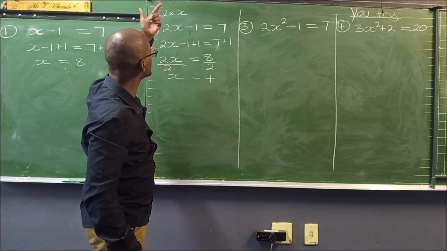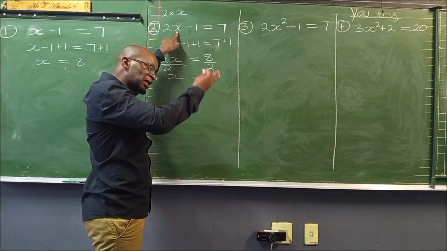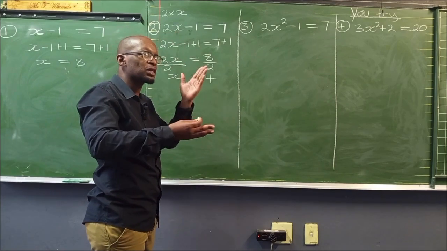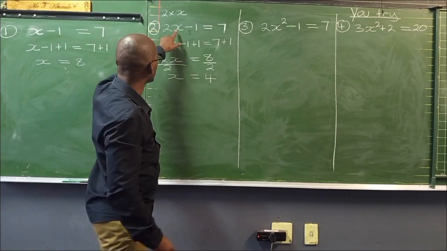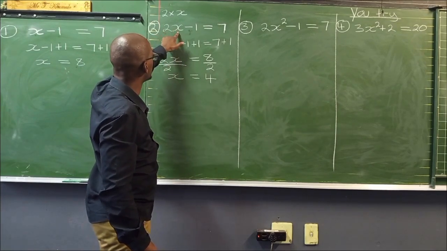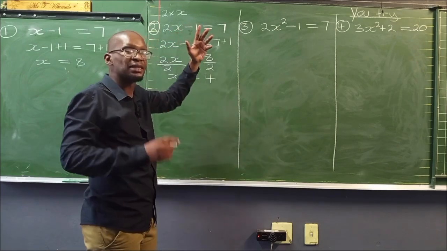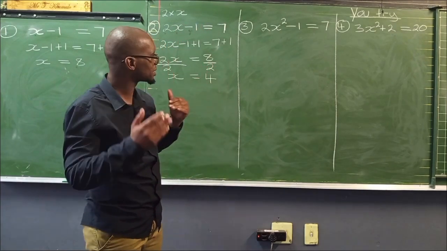And you can always go back to the original equation, substitute 4, calculate the left-hand side, and see that it's equal to the right-hand side. If I substitute x with 4, then this becomes 2 times 4 is 8. Again, 8 minus 1 is equal to 7. The left-hand side is equal to the right-hand side.